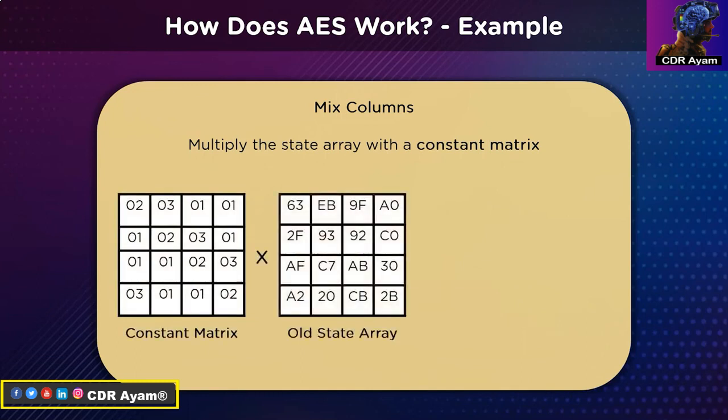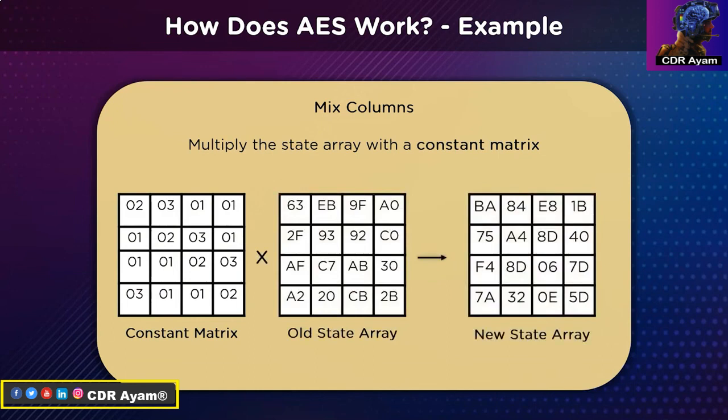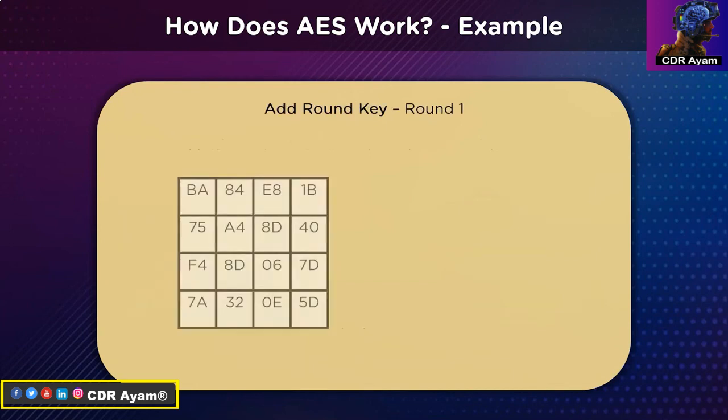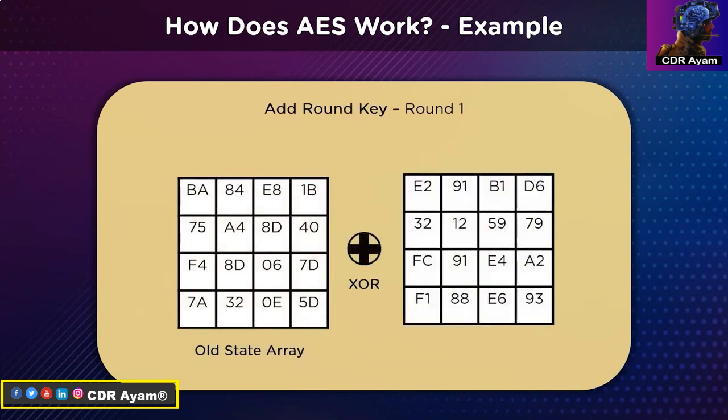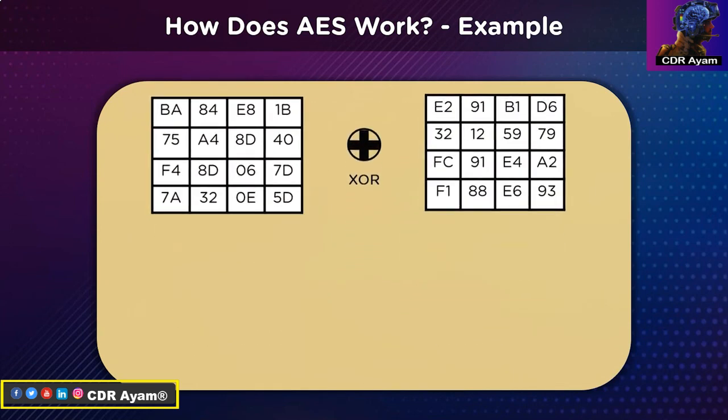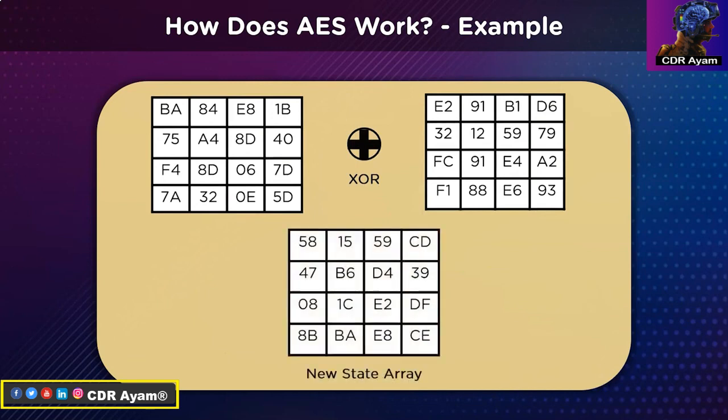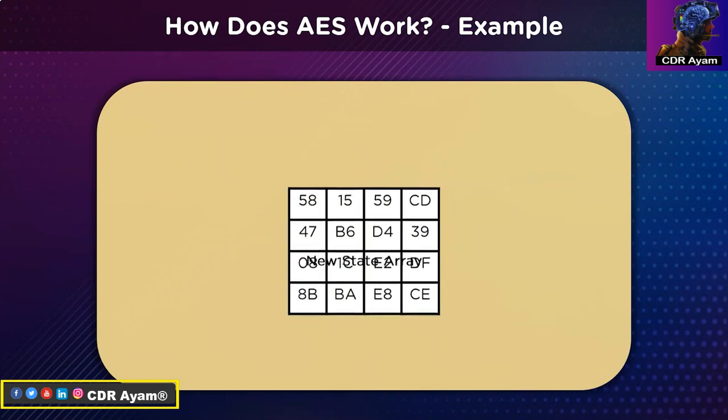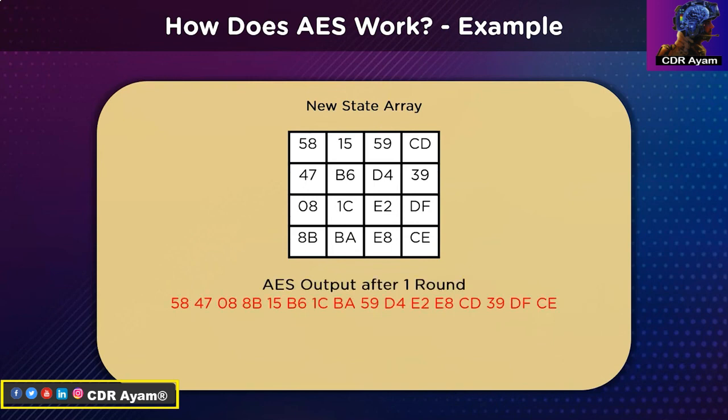The generated output from the mix column segment, which is a new state array, is XORed with the round 1 key. And the whole process of round 0 is repeated all over again in all the 10 rounds, until the final output becomes a ciphertext.